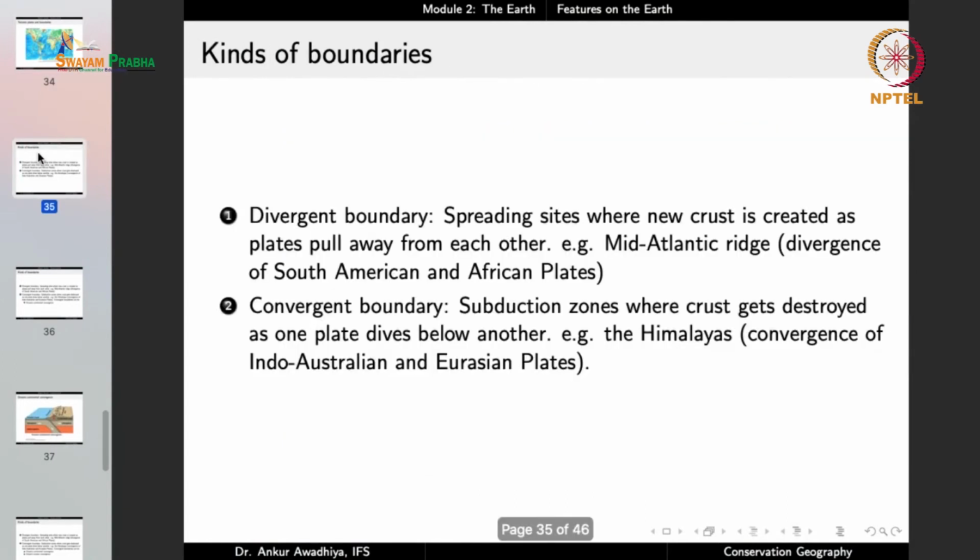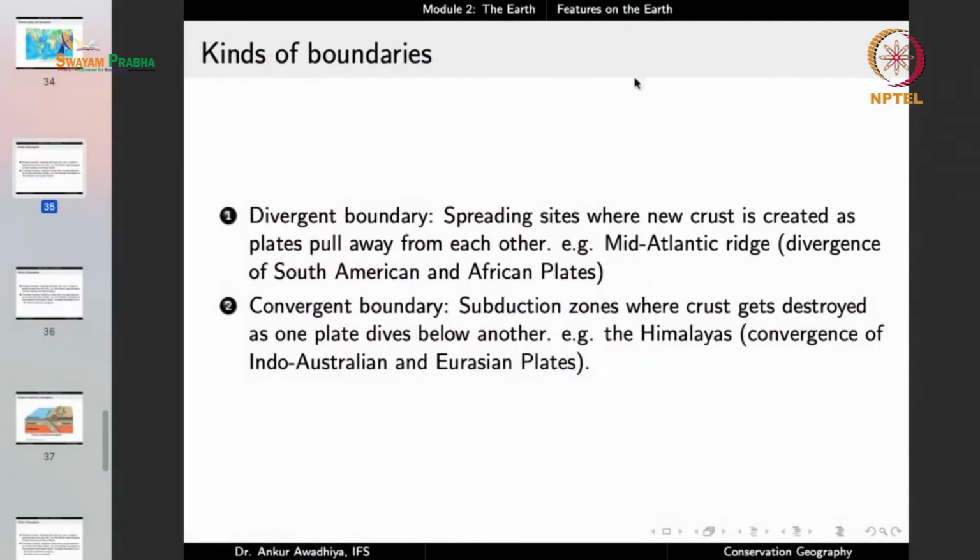Another boundary is a convergent boundary. Now, a convergent boundary is a boundary where convergence happens, meaning that two plates come towards each other. So it is possible that one plate is static and the other is moving towards it, or it is also possible that both the plates are moving towards each other. But in both of these situations, there is a convergence. The plates are moving towards each other. And convergence is often associated with subduction zones.